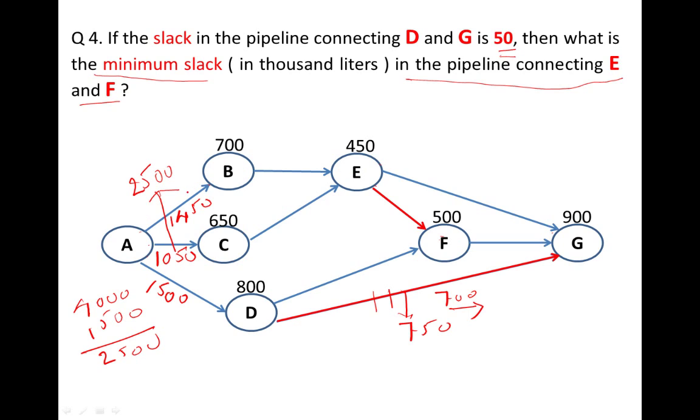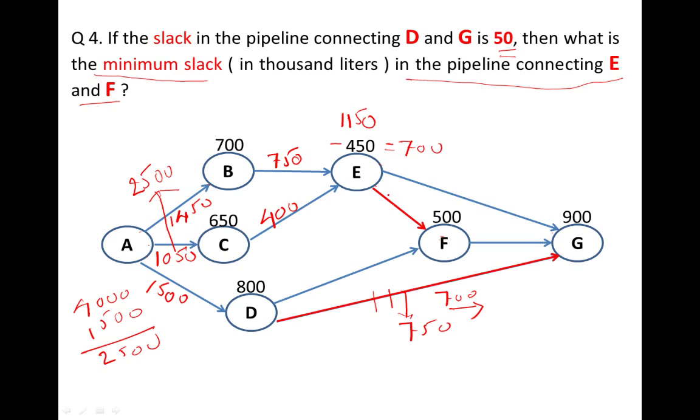What about B to E? The B receives 1450, out of which 700 it holds, so the remaining 750 is passed on to E. And about C, it holds 650 out of 1050, and the remaining 400 is passed on to E. Now the E received 750 plus 400, that is 1150, out of which its requirement is 450. If I take out its requirement, the leftover part is 700.